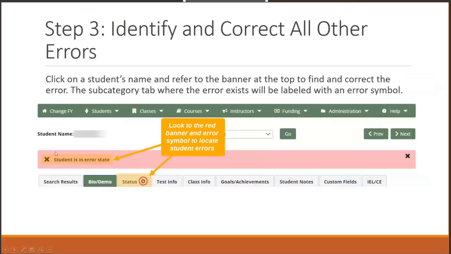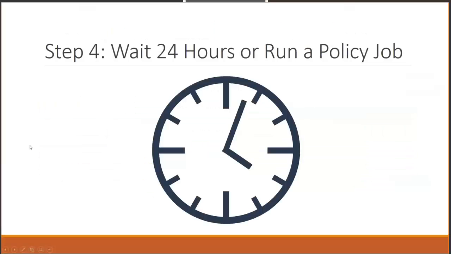The most common errors that I find at this stage are typically that students' status is incomplete, so the data entry person hasn't entered the employment status for the participant. And then next, you can wait 24 hours or run another policy job in order to make sure that all of those errors are processed in the system before you generate your reports.